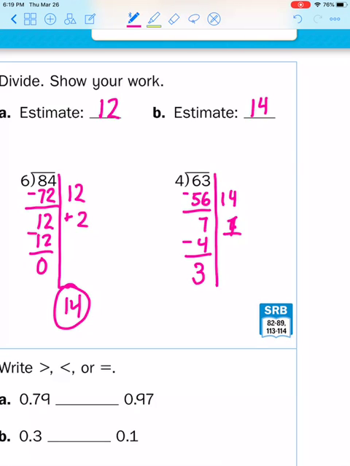And I'm left with 3. So my answer is 15 with a remainder of 3.